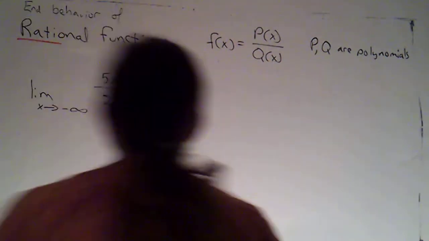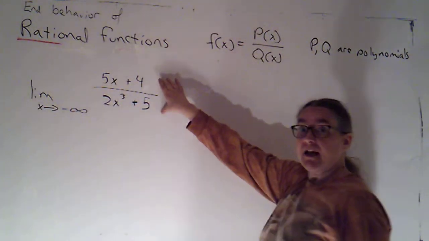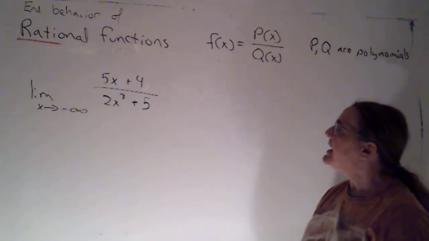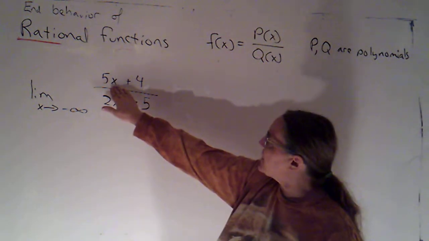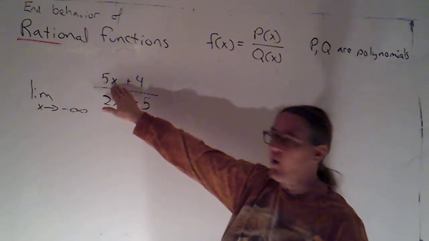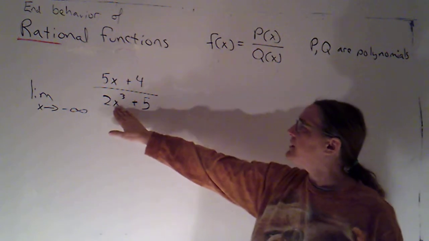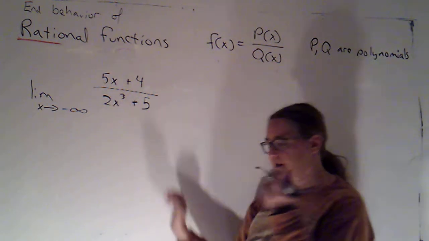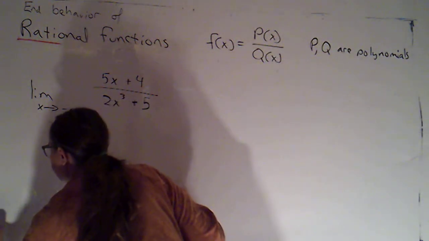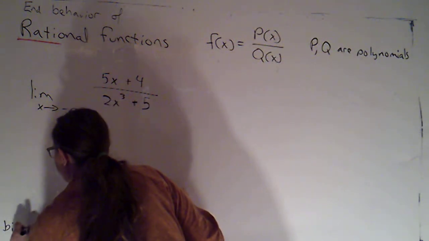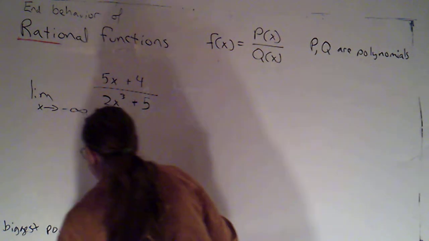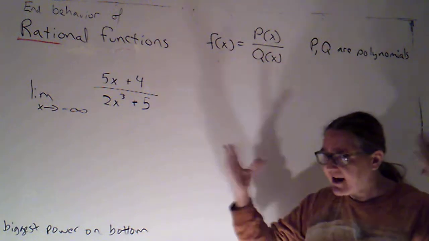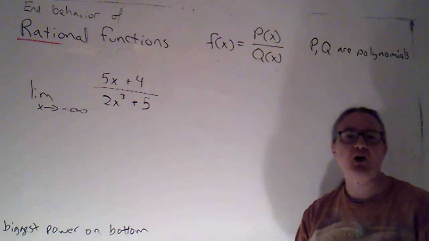We've got another rational function up here on the board, and this time we're taking the limit as x goes to negative infinity. Now here, the lead term on top is 5x, that has degree 1. The lead term on bottom is 2x cubed, that has degree 3. 3 is the power we're going to be concerned with. So 3 is the biggest power on bottom.